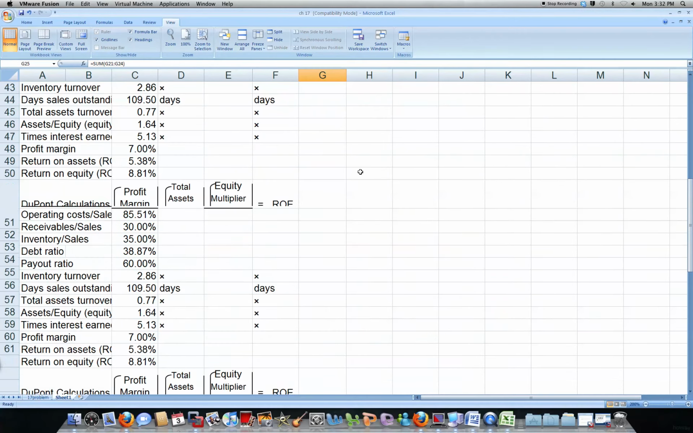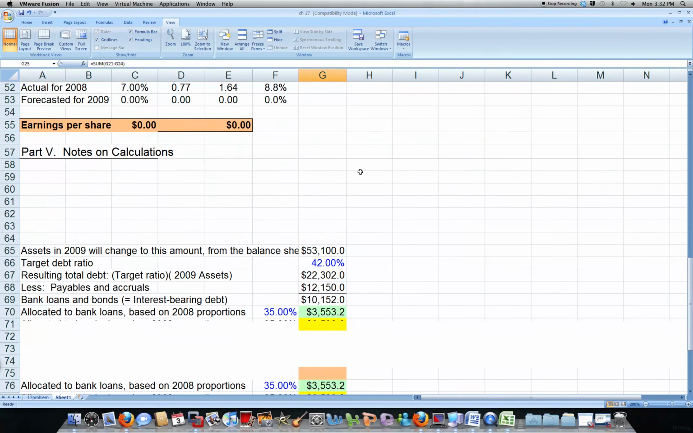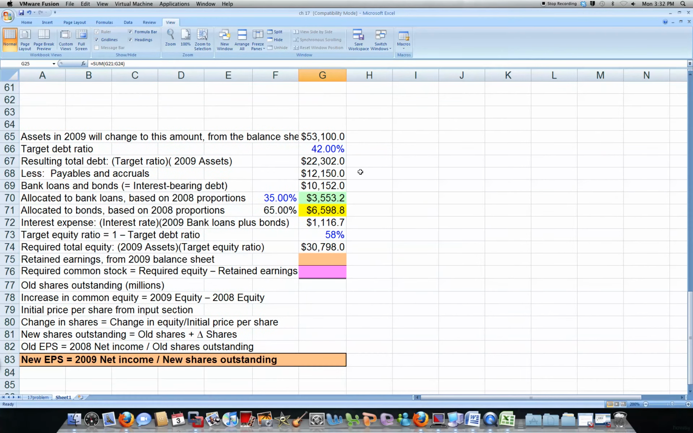53,100. Okay, so we come back down here to the notes. Let's start looking at our notes down here. And we have our assets in 2009 will change to this amount. So it'll be 53,100. We just bring it down.